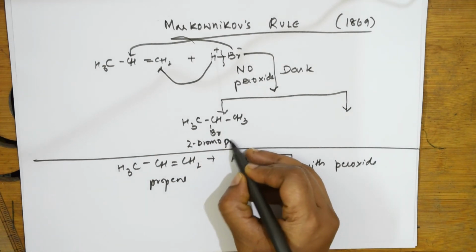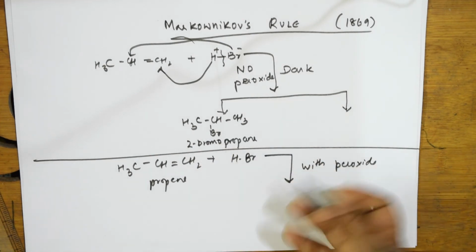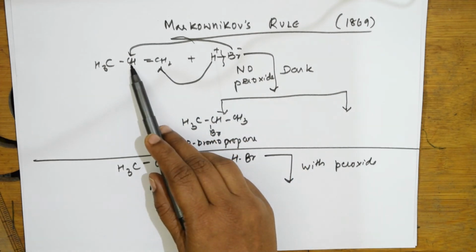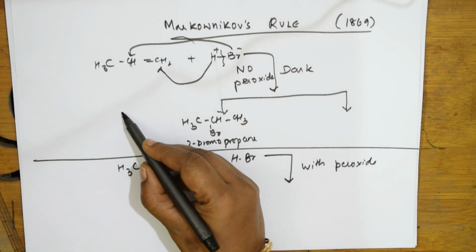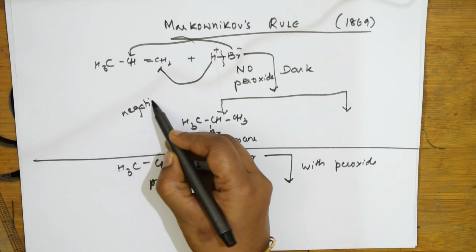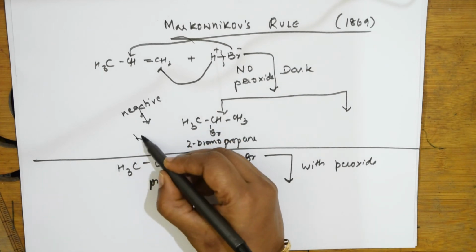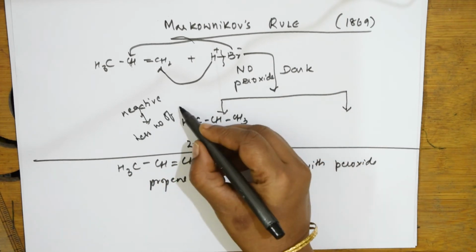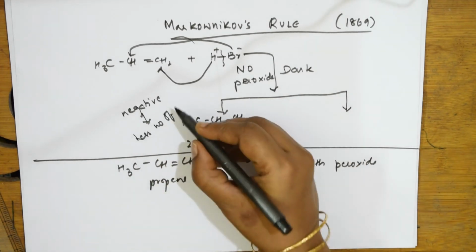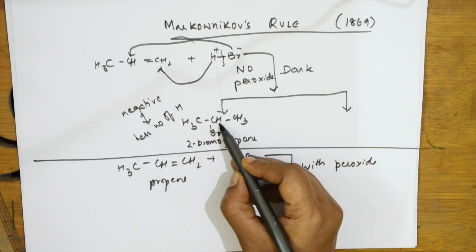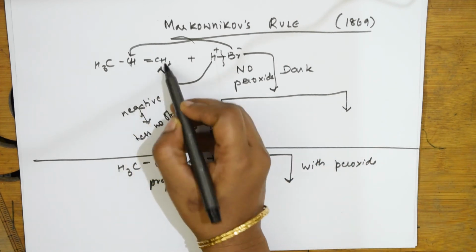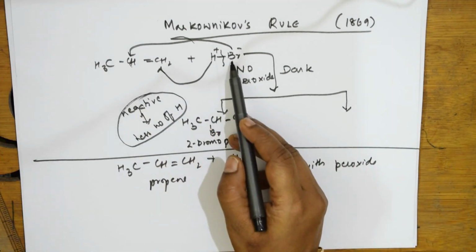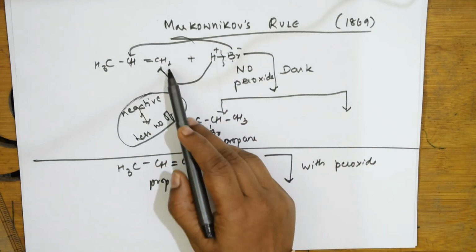3 carbons are propane. Now next, after this, I said here negative part adds to the carbon having lesser number of hydrogens. So first condition is negative adds to the carbon having less number of hydrogens. Remember that. So here this has 1 hydrogen, here this is 1 hydrogen, this is 2 hydrogen. Just remember.